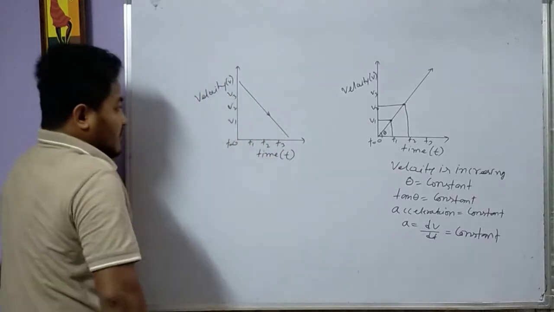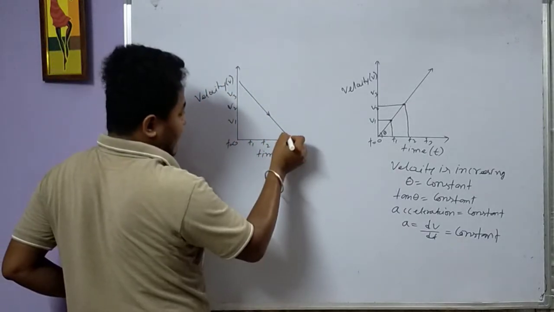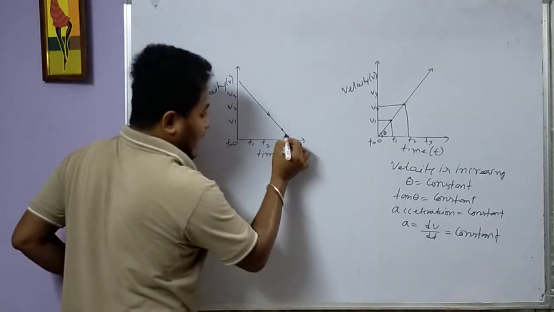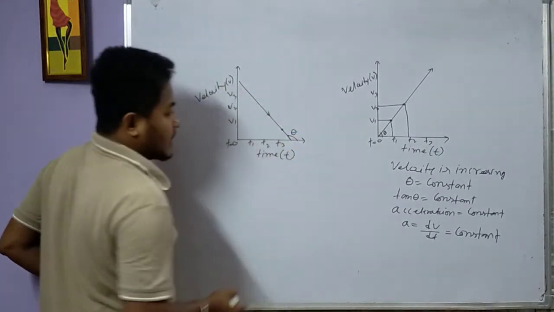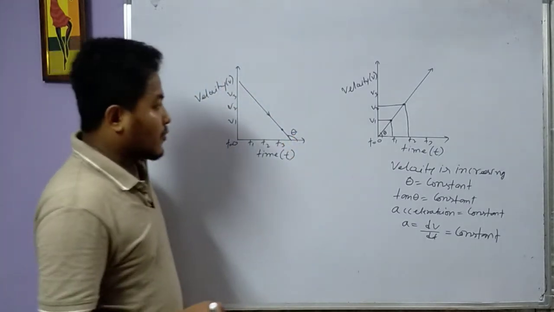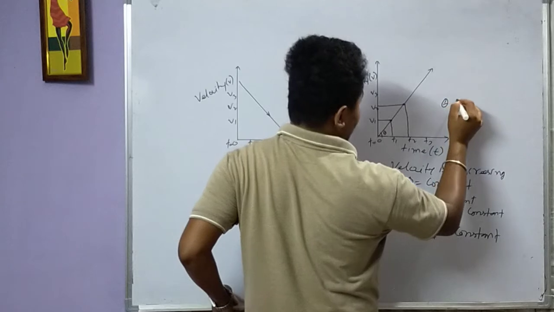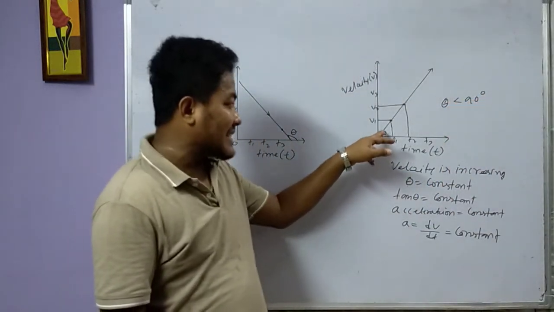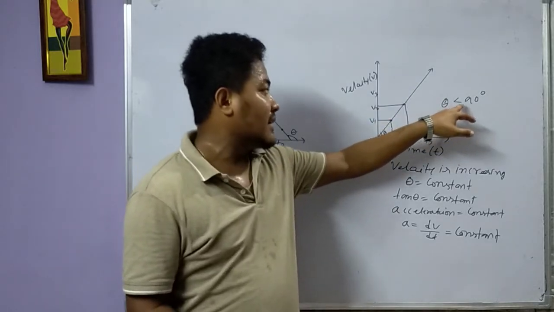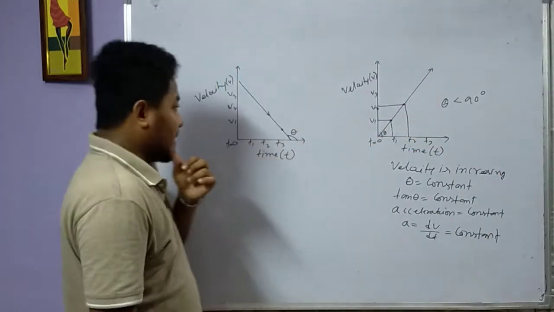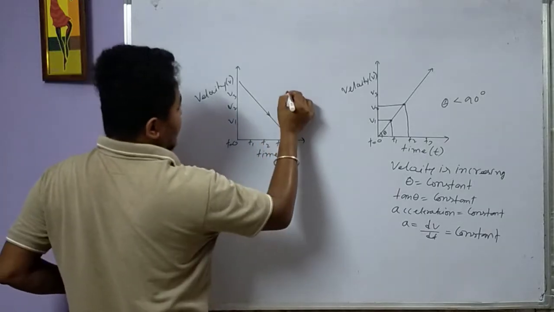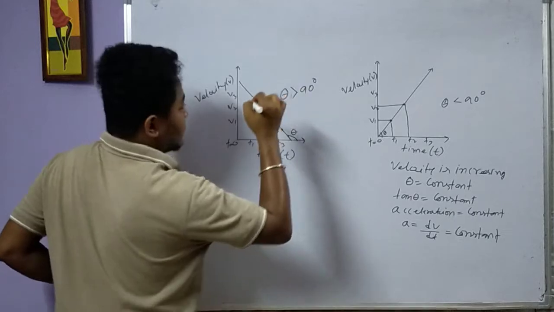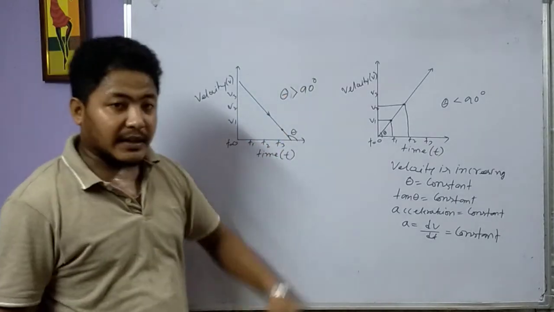Velocity is decreasing means what? If you make a tangent at this point, the angle is going to be formed somewhere here. This is theta. The most important point is that in the earlier case, this theta was less than 90 degrees. Understand? In that case, this theta is constant, and all are less than 90 degrees. But in this case, theta is going to be greater than 90 degrees.